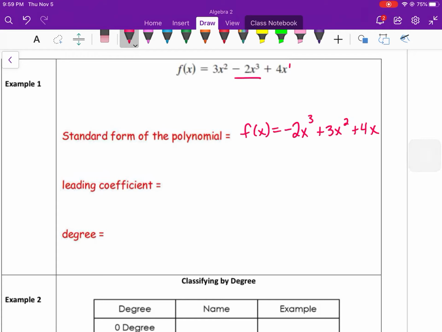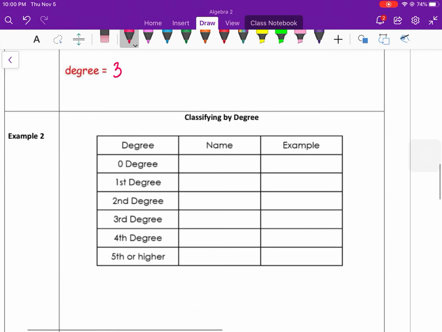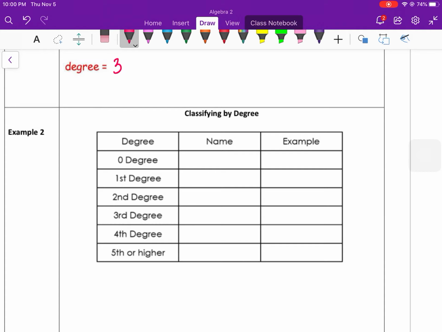The leading coefficient is the coefficient in front of the term with the highest exponent, so it would be the negative 2. The leading coefficient is also out front when it's written in standard form. And the degree is degree of 3 because that's the highest exponent. Now, certain degrees like this have special names. So this one's actually called a cubic, and we'll define them more as we go here.